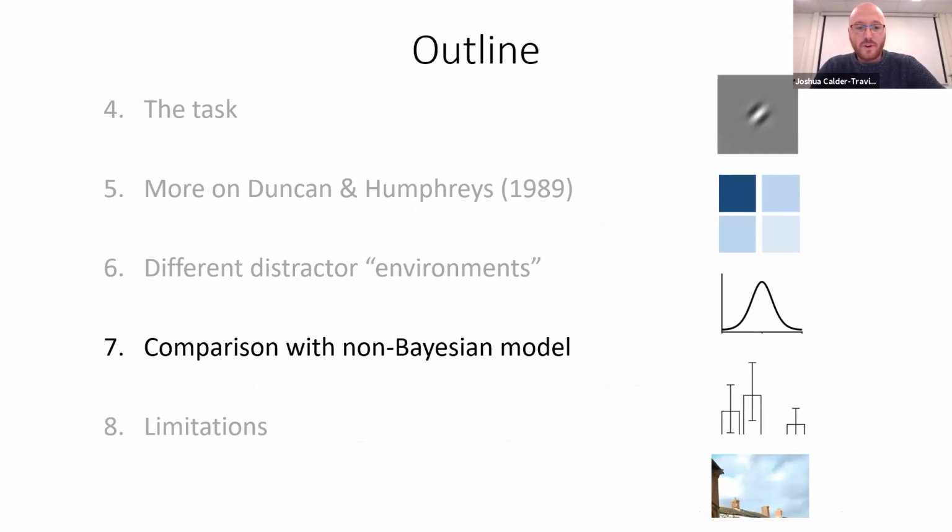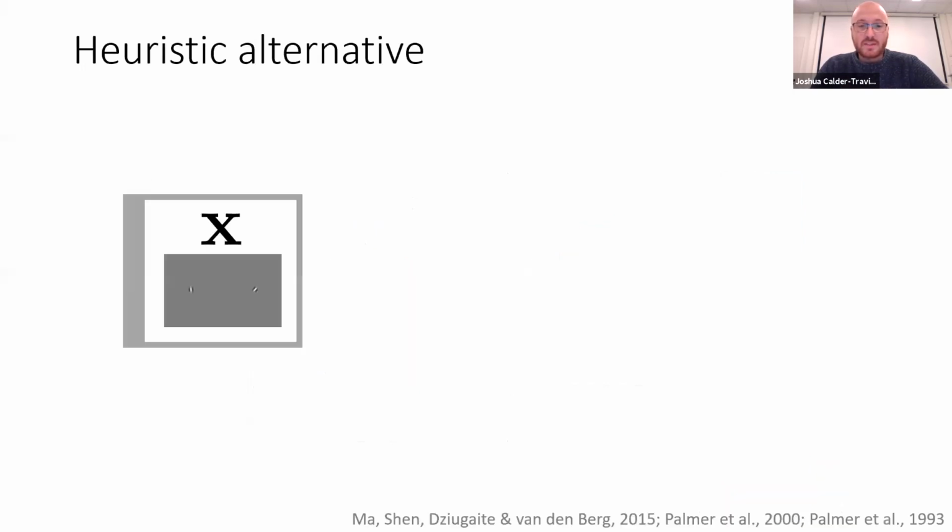Okay, so one final way in which we wanted to build on the results that Andrew's already discussed is we wanted to compare a Bayesian model with a non-Bayesian model. And in particular, it's interesting to think about whether simpler heuristic models can explain the data equally well.